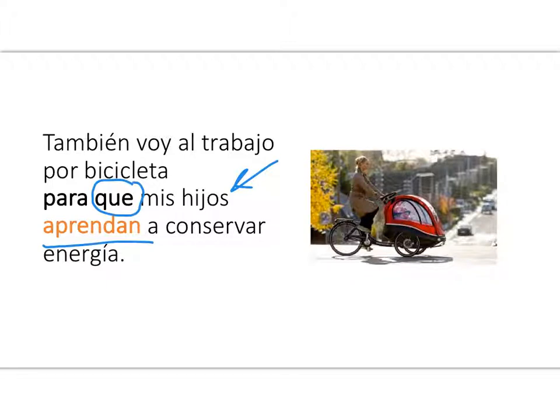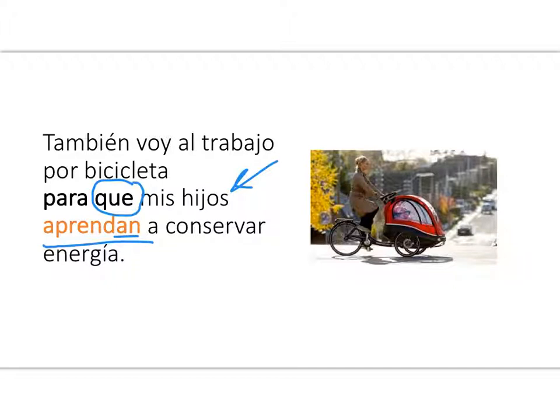Aprendan. ¿Cuál es el infinitivo de aprendan? Aprender. Exactly. So the rule is when we use para que and we introduce a new subject, we're going to conjugate our subsequent verb in the subjunctive. Aprender, aprendan. Okay? So para que, and you can see on this list that we're ultimately going to get to, is a conjunction that is going to introduce the subjunctive.